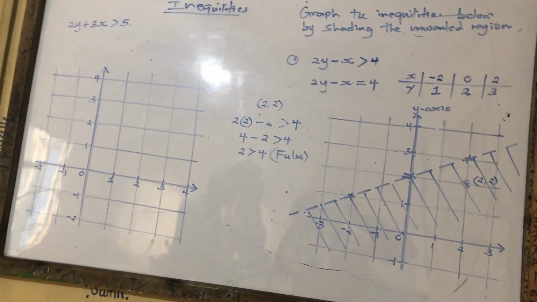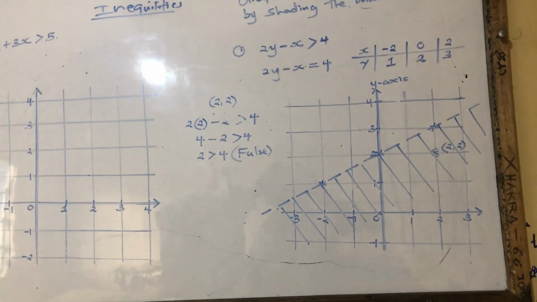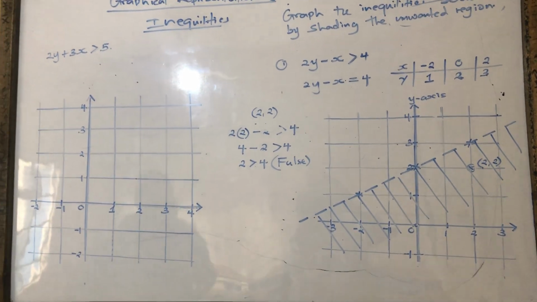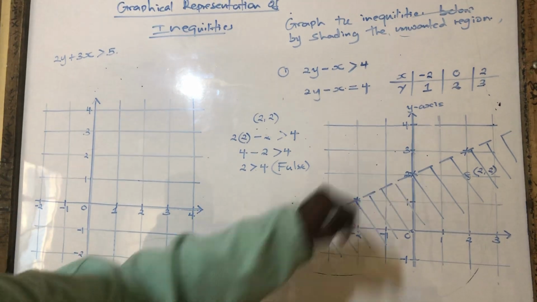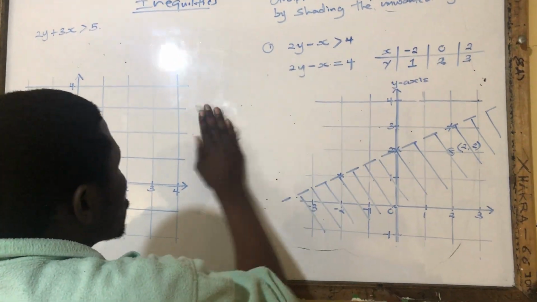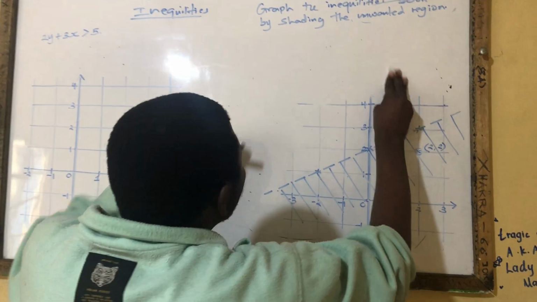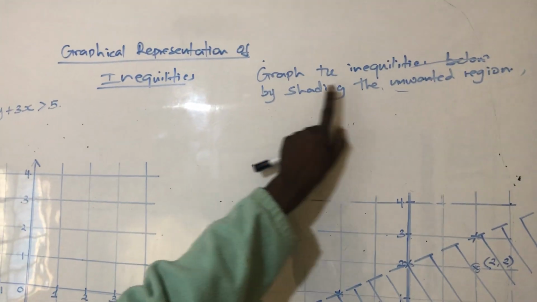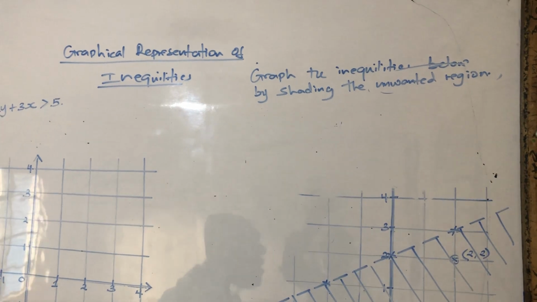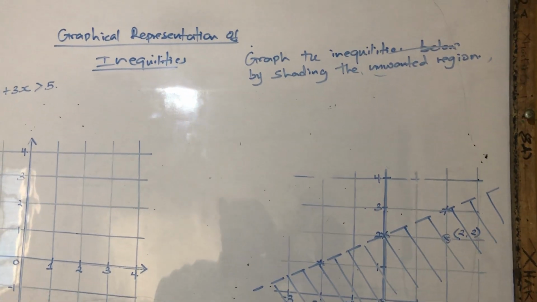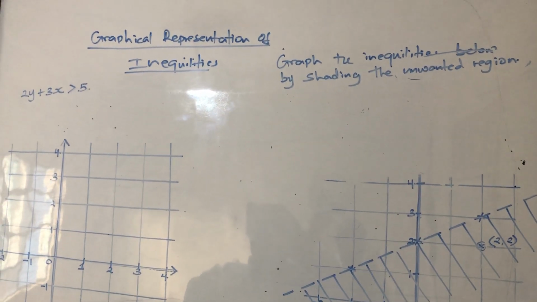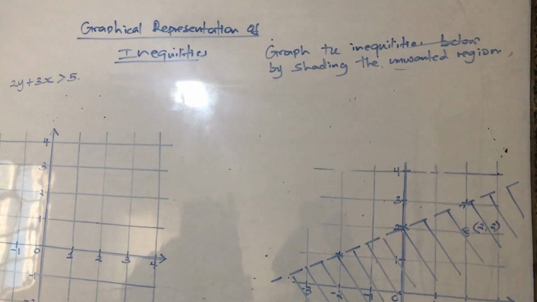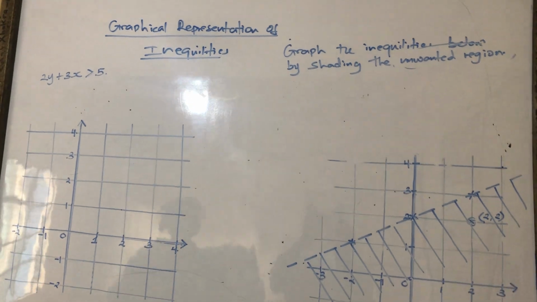I hope that has been understood. That will take us to the next example. Please do remember, my question was instructing us to shade the unwanted region. The unwanted region in this particular case is the region which does not satisfy the inequality.